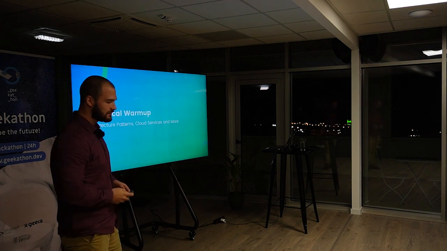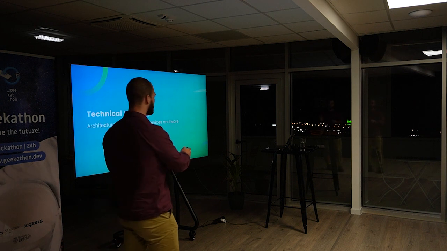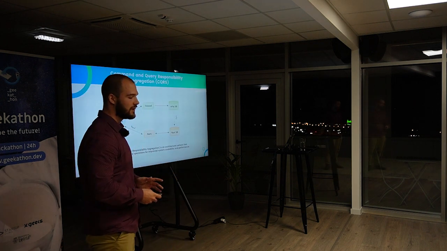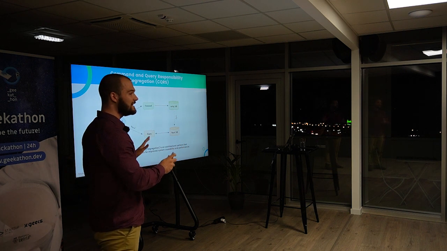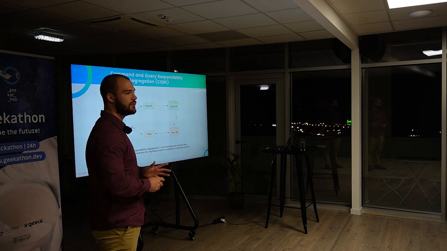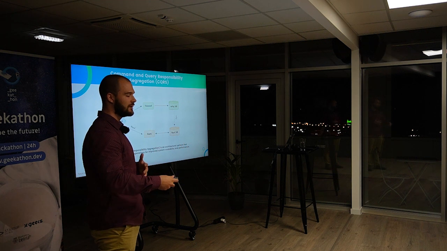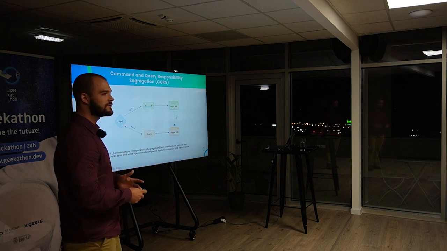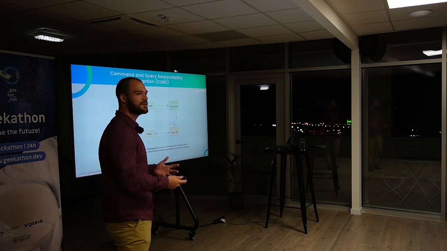So now going to the technical warm-up, I'm going to introduce you to a few concepts. The first one is the Command Query Responsibility Segregation pattern. And this was actually the key thing that we needed to unlock for making an architecture that supports or fixes all the concerns that we have. Okay? So this is actually very simple. It's harder to implement, but conceptually it's very simple.